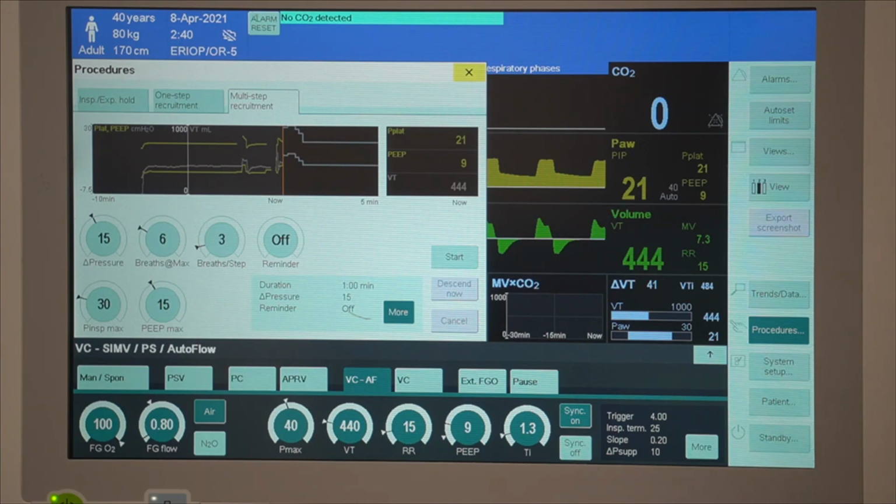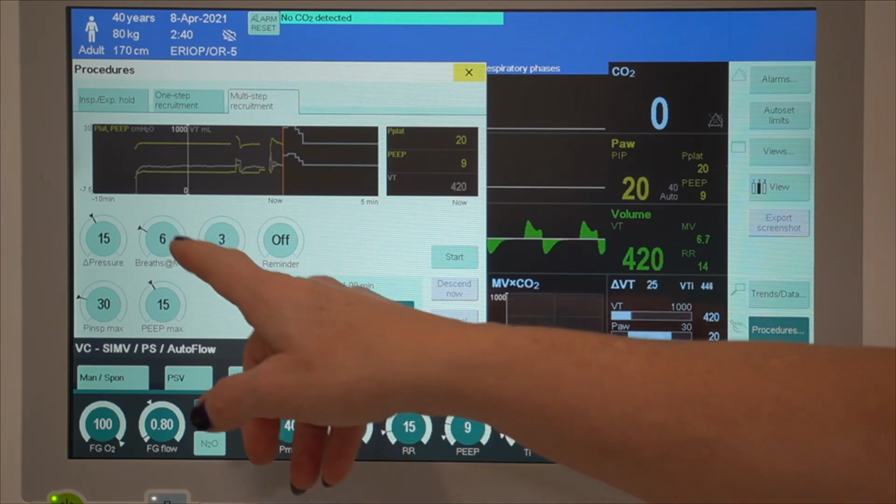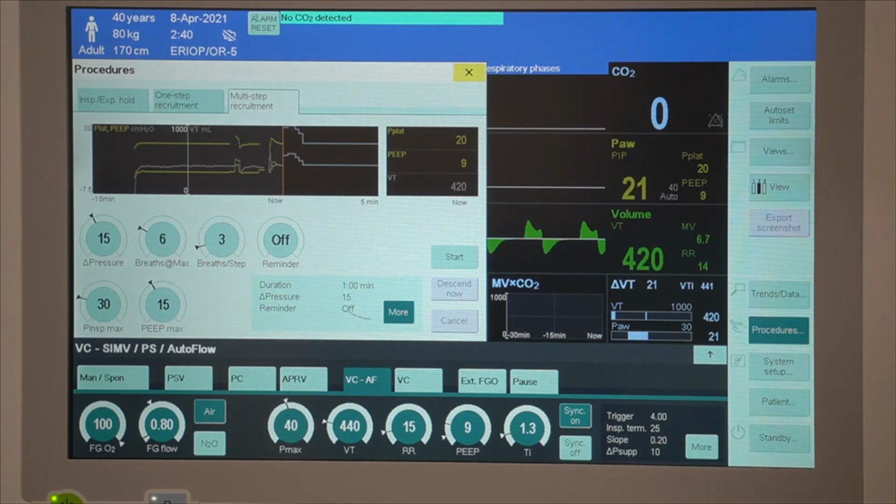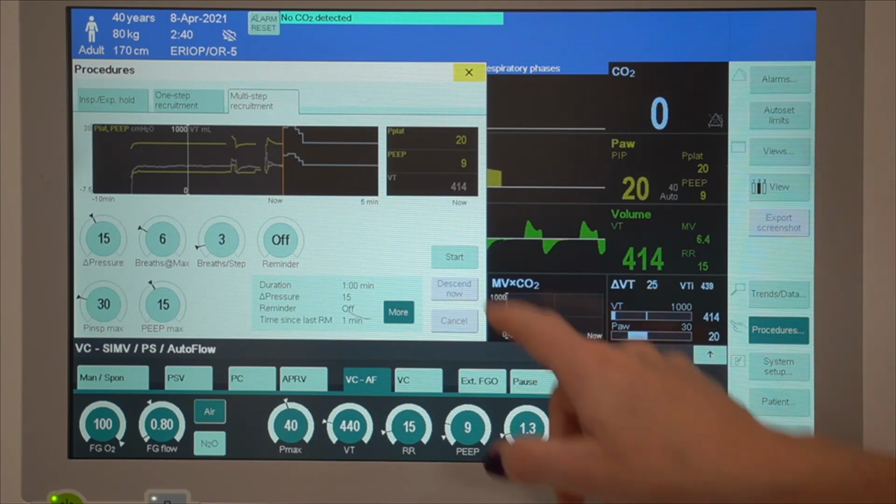It keeps the driving pressure as low as possible within a difference of around 10 millimetres of mercury. Pressure and PEEP go up in a stepwise fashion. It is possible to set the delta pressure maybe around 15 or even lower, 12 millimetres of mercury. You can also set the number of breaths at the maximum pressure and the number of breaths per step as it goes up and down. The duration shows how long the procedure will take, and then we're ready to start.